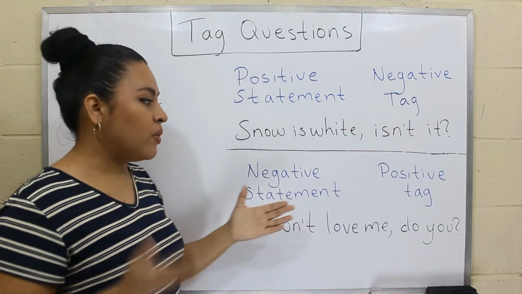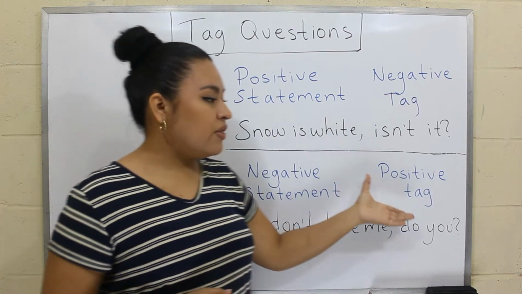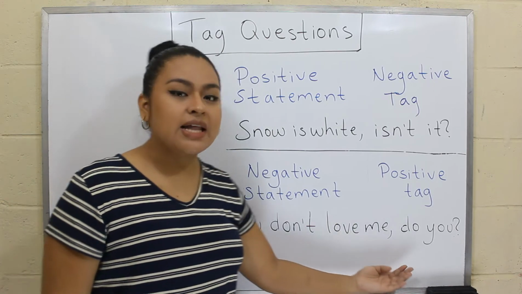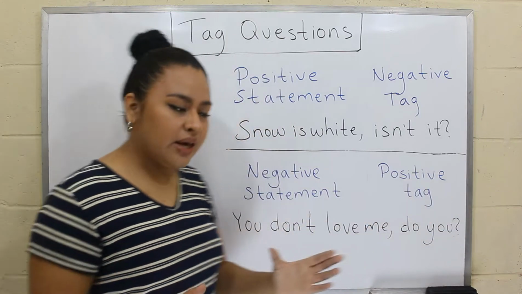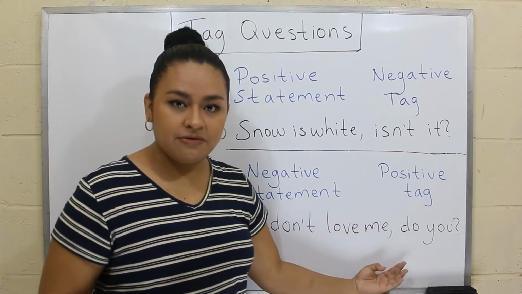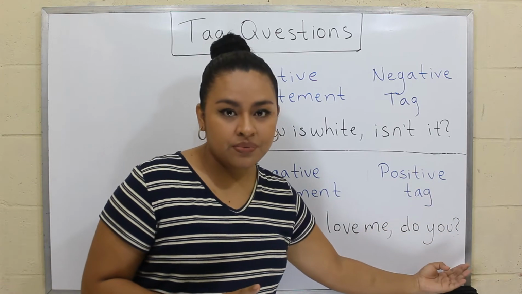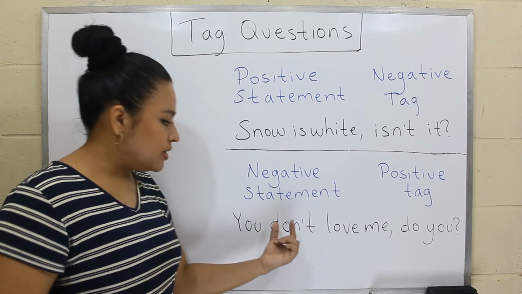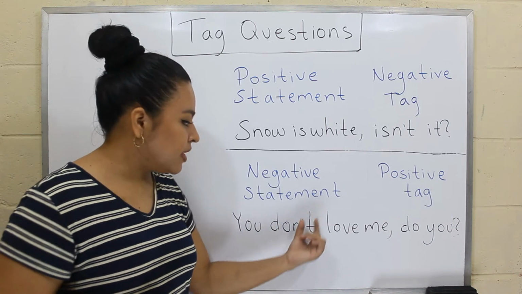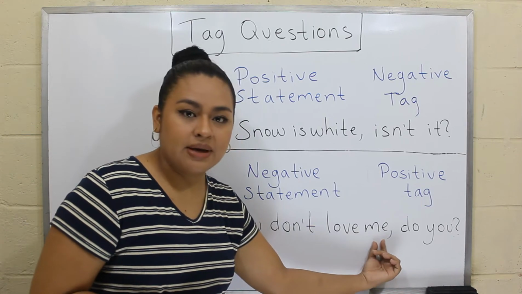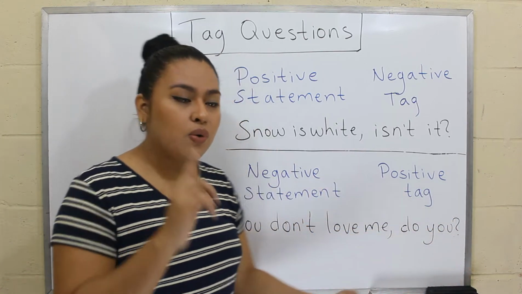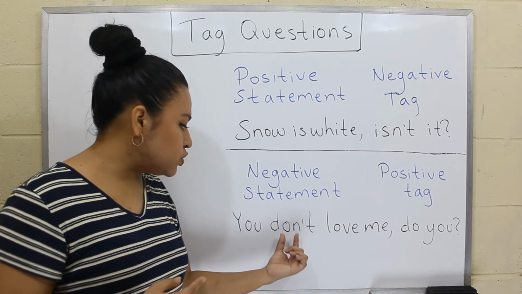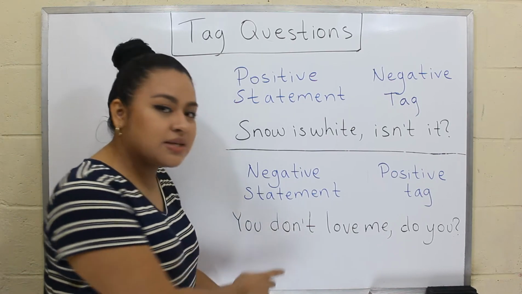So let's see now when we can have a negative statement with a positive tag. In this case, we can have something like this: you don't love me, do you? In here, we have the statement, you don't love me, and the tag, do you? You can notice that in this statement we have the subject, the auxiliary in the negative form, the main verb, and the complement. So in the tag we will have the same auxiliary but in the positive form because we have it in the negative form in the statement.